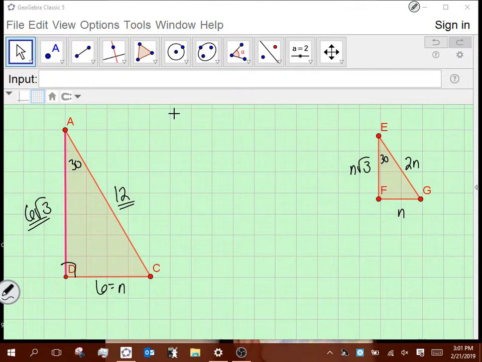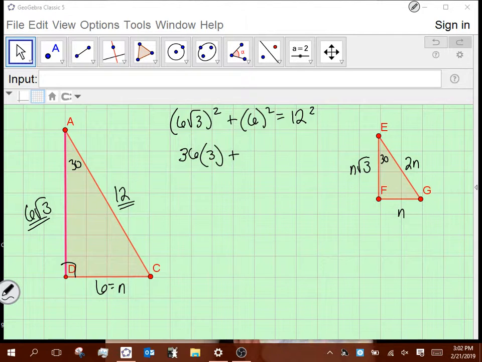Pythagorean theorem should satisfy this, right? Or these should satisfy the Pythagorean theorem. Maybe saying it that way is better. 6 radical 3 squared plus 6 squared should equal 12 squared. What's 6 squared? 36. What's radical 3 squared? 3. 12 squared is 144. That's 36 times 4, right? Does 36 times 4 give you 144? Yes, it does. Okay. But what's nice about it, so that's using the Pythagorean theorem.